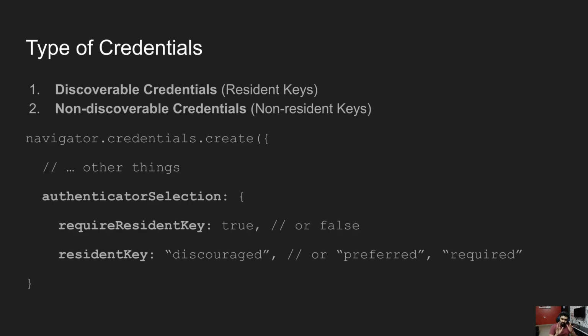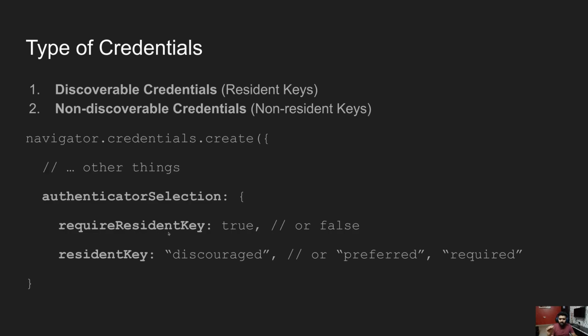Why? Because for the discoverable credentials, most information is stored in the authenticator, but for non-discoverable, it is stored in the server. And let's see how. Whenever you call this create API of WebAuthn, then in the authenticator selection, you can specify require resident key. It can be true or it can be false. If it is true, that means the credentials, public key, private key, these things will be stored in the authenticator itself.